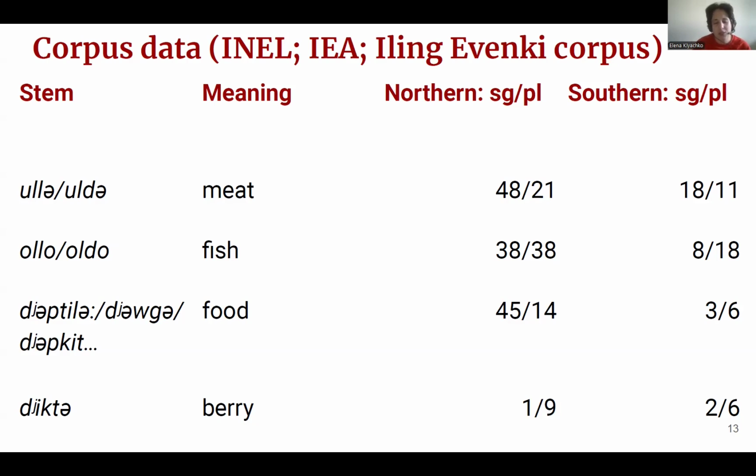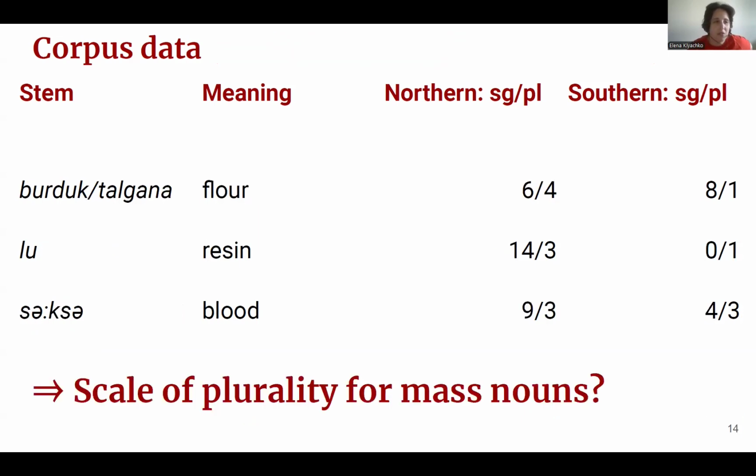You can see that some nouns, such as dikte, berry, tend to be used in plural forms. Some, like oldo or ollo, fish, are used in plural forms, but in singular forms too. Some, like ulle or ulde, meat, are used mostly in singular forms. Of course, there is not enough data to perform any statistical analysis. However, we can draw some conclusions.